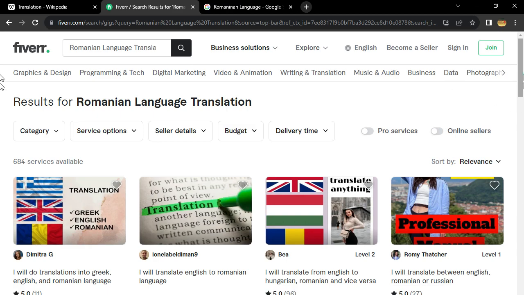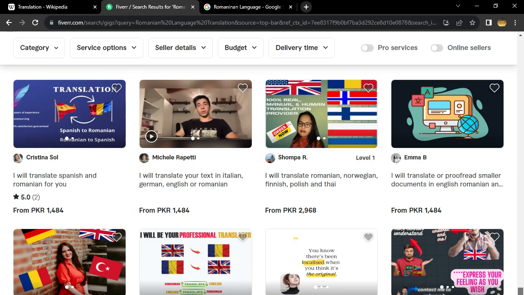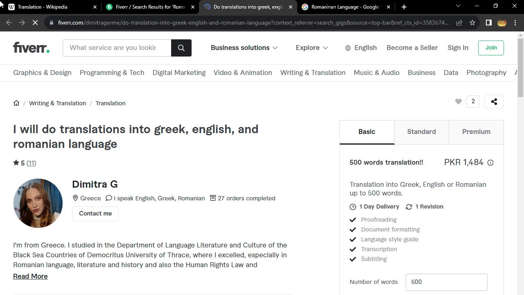So there is surely tough competition for this, and you have to work hard and put in effort to get your first order, and then you'll earn a handsome amount through Fiverr by doing this job. Let's check out a gig to get more idea about this job. Here's a gig that offers translation of three languages, and Romanian is included in it. So we will also consider this gig in the Romanian language translation job.